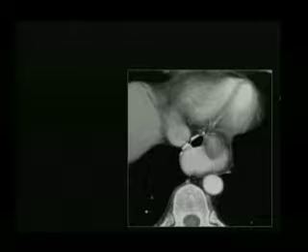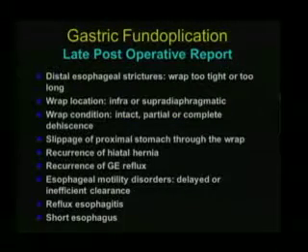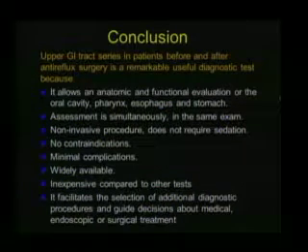Okay, here you have, for example, the wrap that is above the diaphragm, but still compressing the distal esophagus. It's very difficult to detect this by CT, okay? That's the reason we perform the upper GIs. Same. Okay, so once again, distal esophageal stricture, I think we mentioned this. I'm not going to go back to that one, okay?